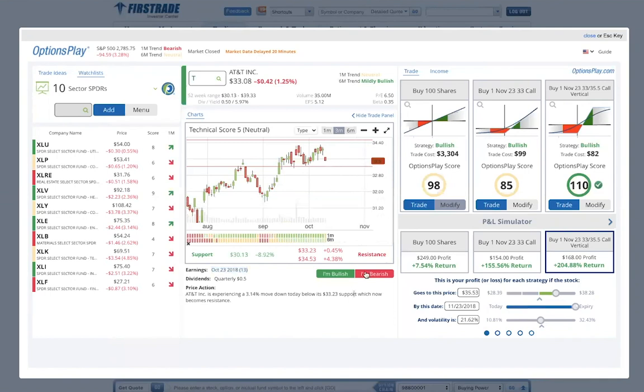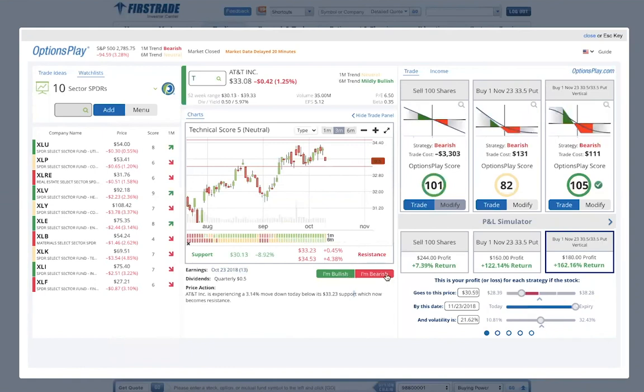So first of all, as you can see, I have two buttons here at the bottom. One says I'm bullish, one says I'm bearish. So I'm going to click on the I'm bearish tab. What this shows me is three strategies that can take advantage of a bearish move on AT&T. I can short the stock, I can buy a put, or I can buy a put vertical.